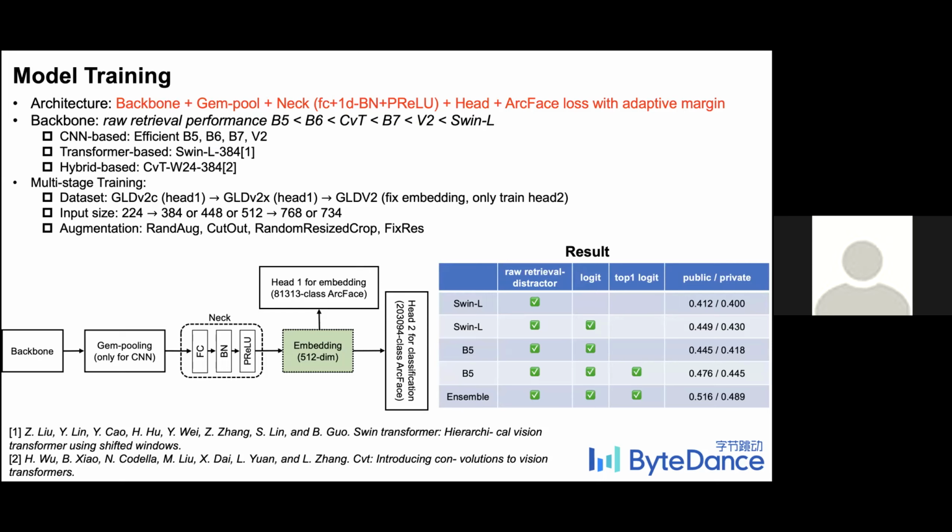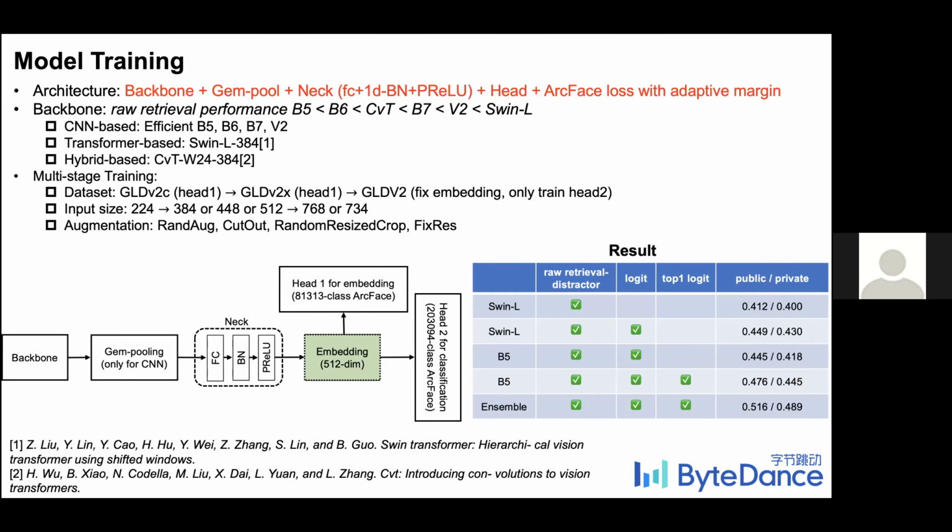Considering the diversity of model architectures, we choose 3 types of backbone. The CNN-based models include EfficientNet B5, B6, B7, and V2. For the transformer-based model, we choose Swin Large, and for the hybrid-based model, we use CvT W24. We found that compared with those CNN models, Swin Large and CvT lead to a more significant improvement of the final ensemble performance. Similar to last year's solutions, we adopt multi-stage training with different image resolutions and train splits to accelerate network convergence. Our training schedule could be divided into 3 stages.